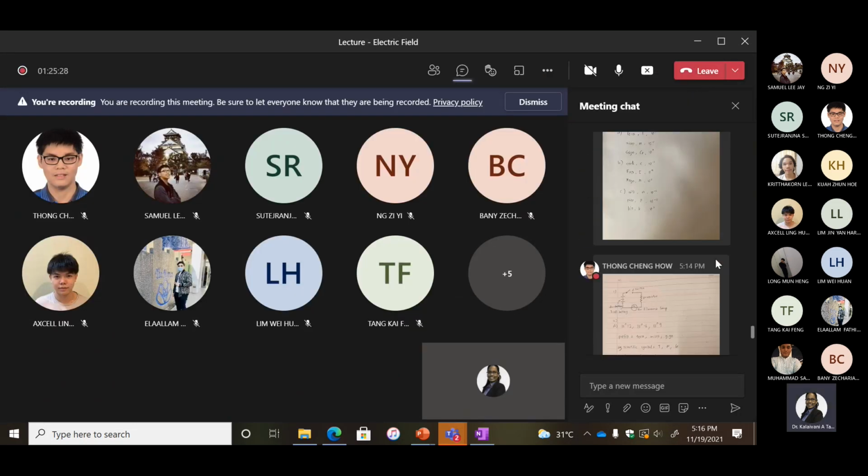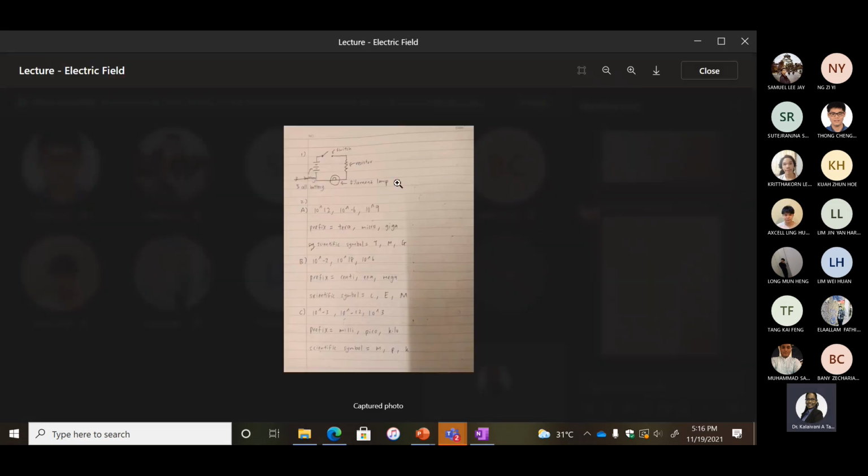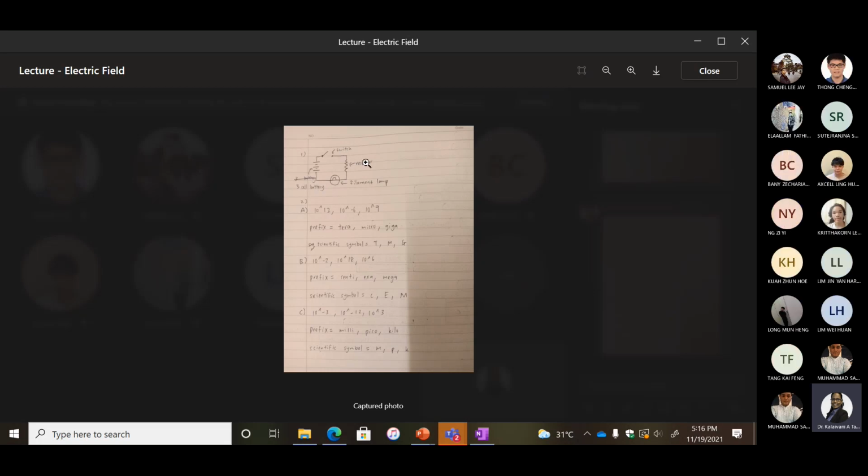Okay, thank you, Lim. So let's go with Tong Ching. Okay, you have the light. This is a 3-cell battery. He has the switch. He has the resistor. Okay, I accept this answer. I think the others should be right.